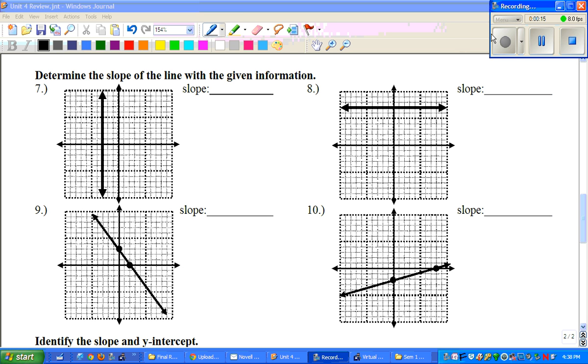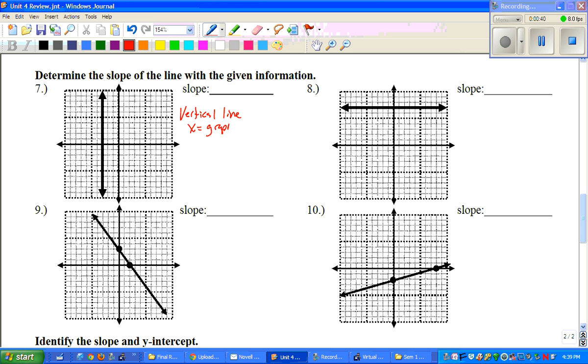Alright, determine the slope of the line with the given information. Now, number 7 and number 8 are both special cases. One is 0 and the other is undefined. But which is which? Okay, this is a vertical line. It is an x equals graph. Whenever it is an x equals graph, the slope is undefined. Okay? So you can zip over to number 8 real quick and write 0.